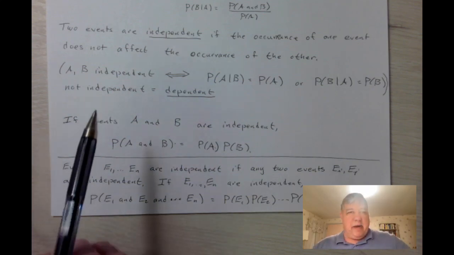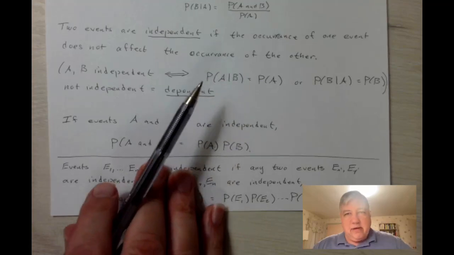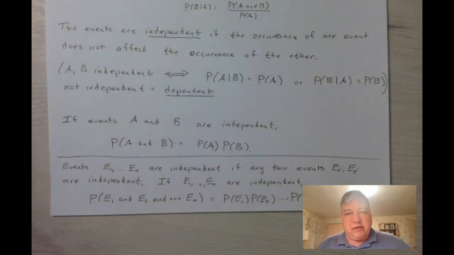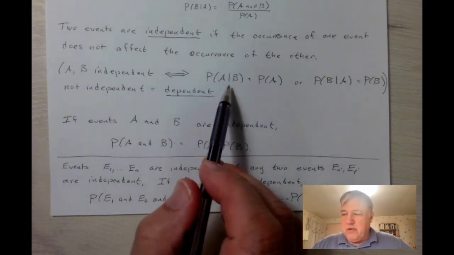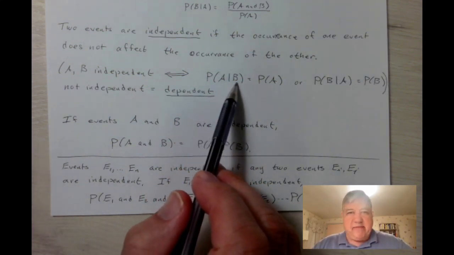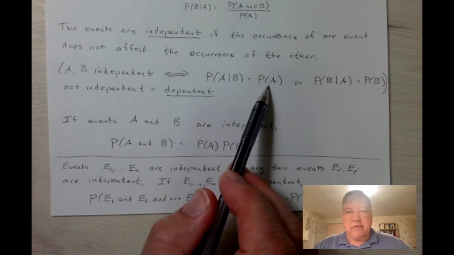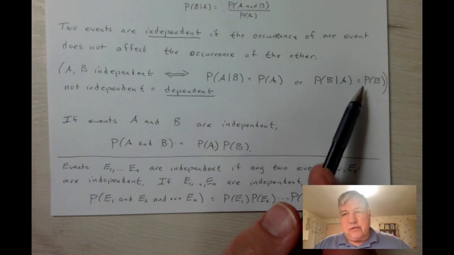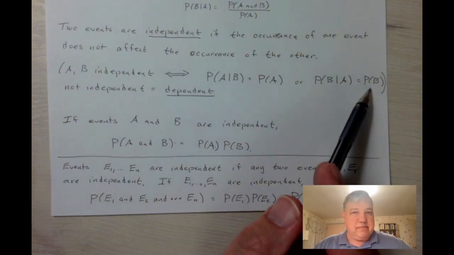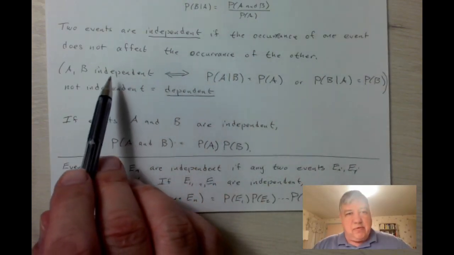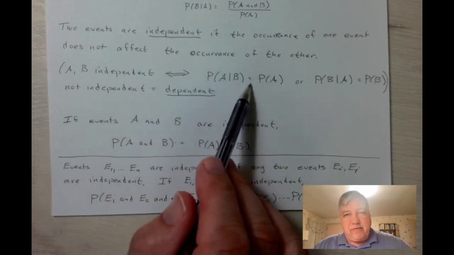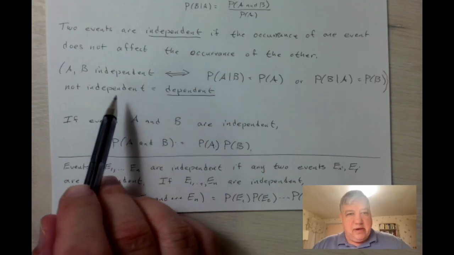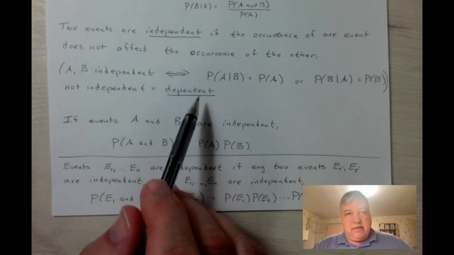If A and B are independent, then the conditional probabilities are just the same as the regular probabilities. If B has no effect on A, then the probability of A given B is just going to be equal to the probability of A, and the probability of B given A is just going to be the probability of B. So if either of these holds, then A and B are independent. If they are not independent, then they are dependent.